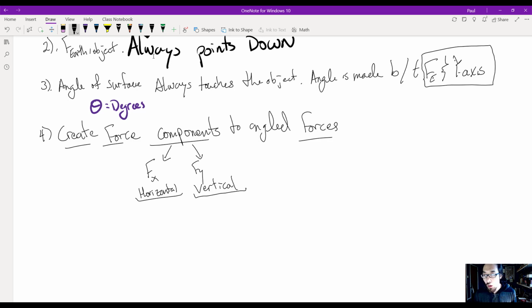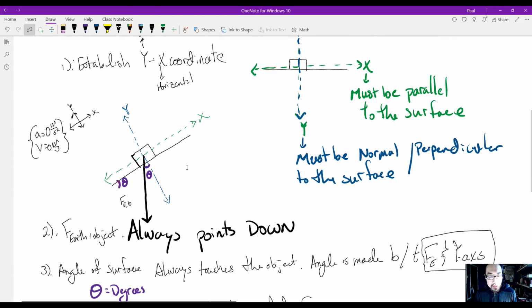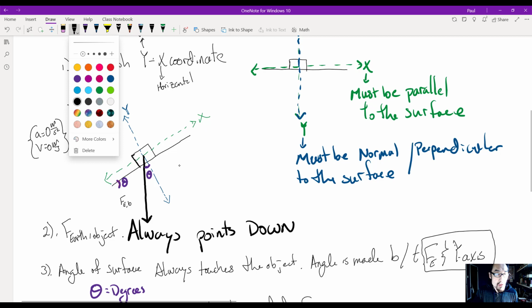And we'll go into how we can determine those as well. All right, but let's just finish this sketch here for the sake of completion. So we have the force of the Earth right there. Let's do the normal force as well. We'll just do this in black.